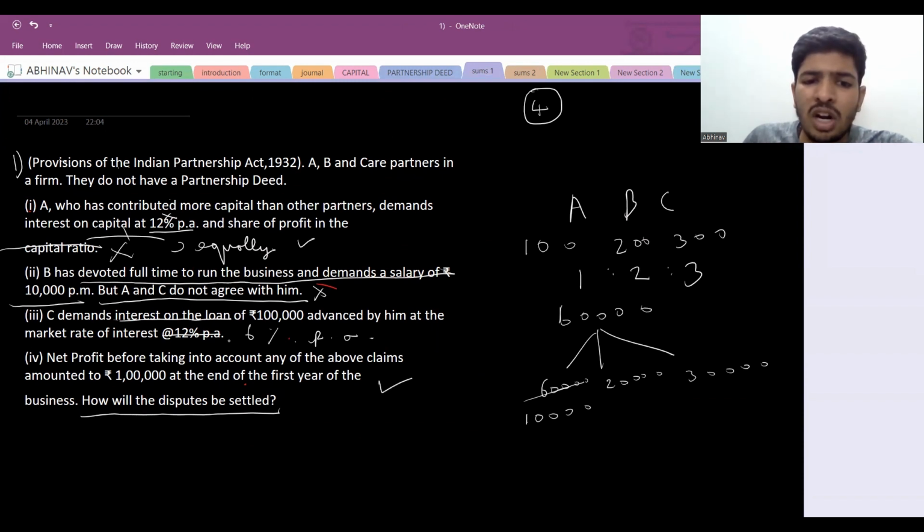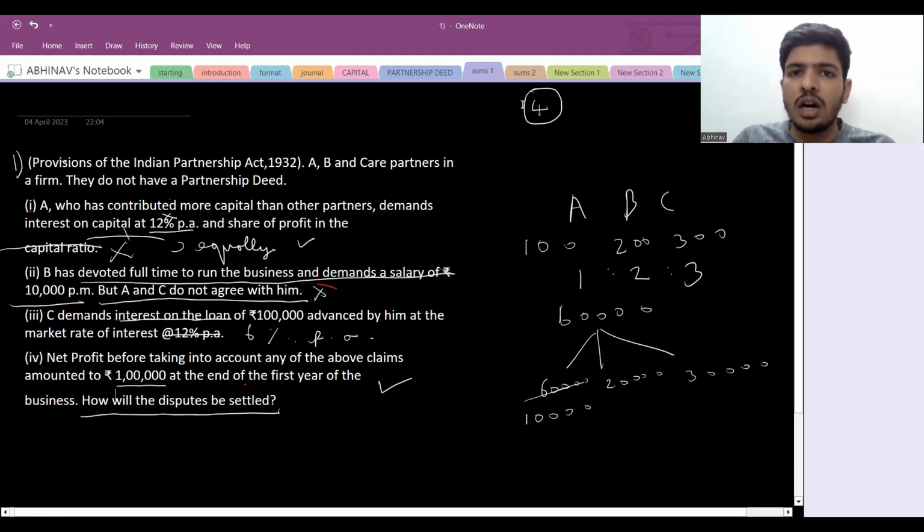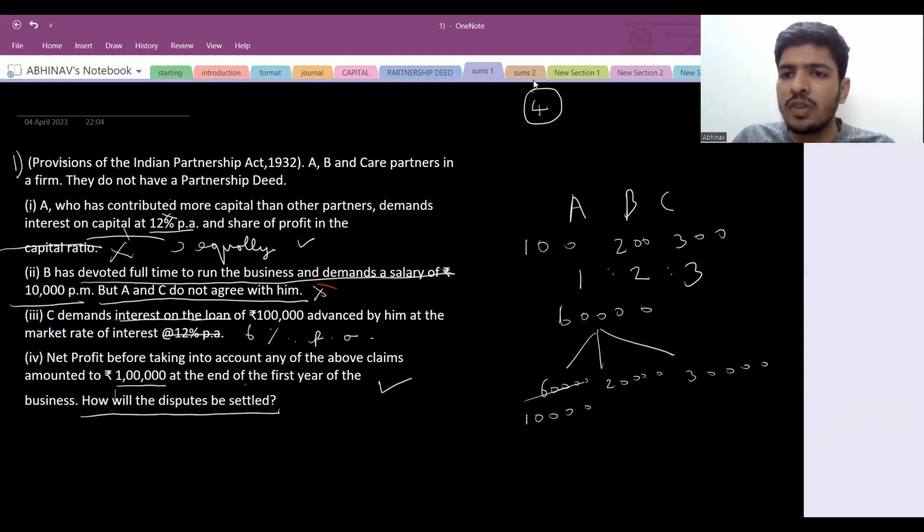This point is completely not required. If they say prepare P&L appropriation account, then yes, this point will be taken into consideration. It should come in the credit side of P&L appropriation. Here they're only telling how the dispute will be settled. The fourth point does not have any dispute. So this is the concept of Partnership Act 1932 in case there is no partnership deed.